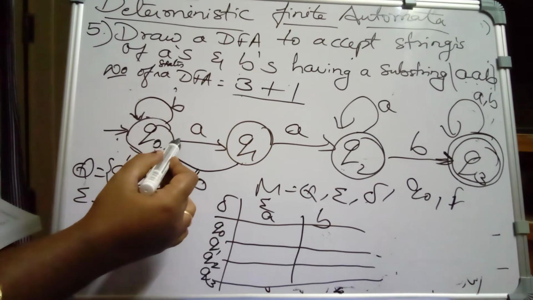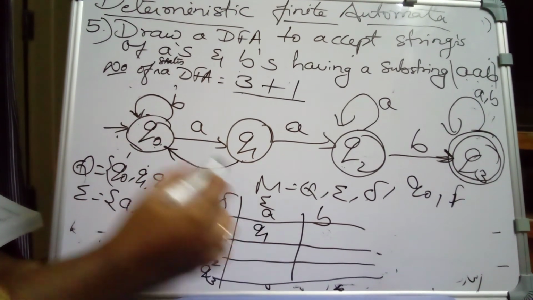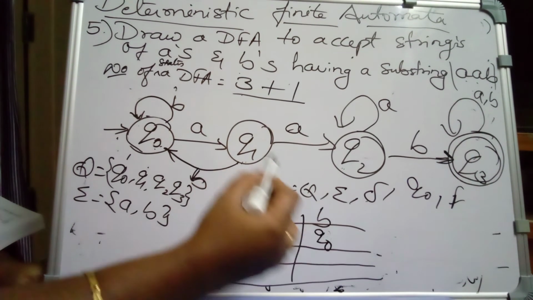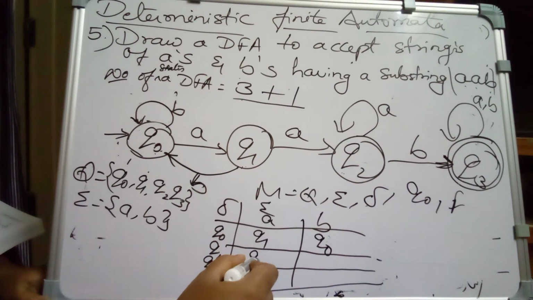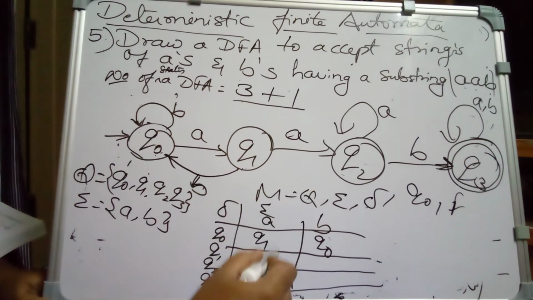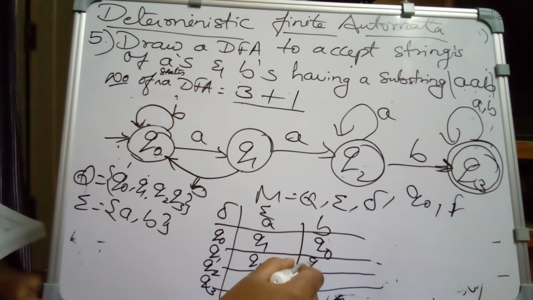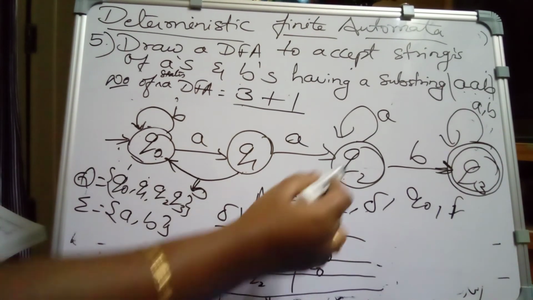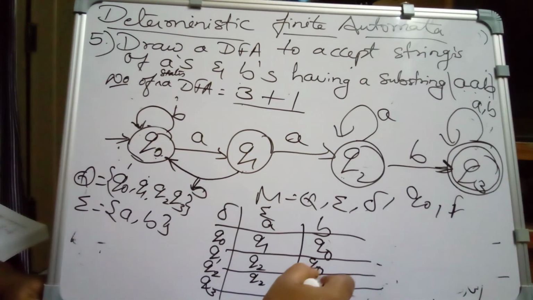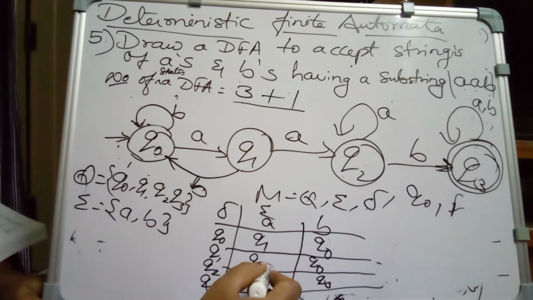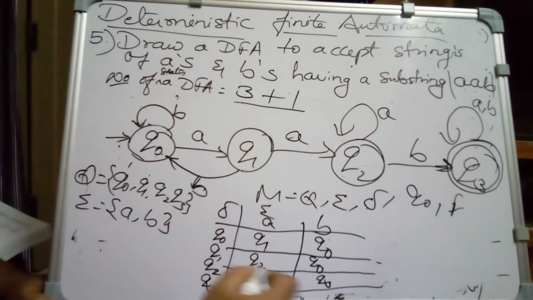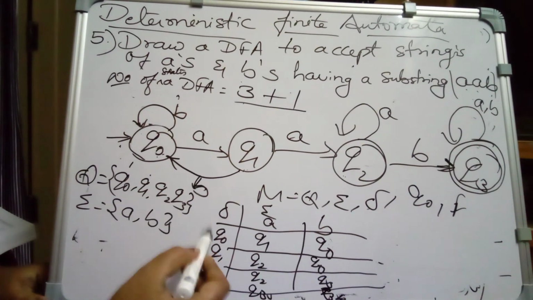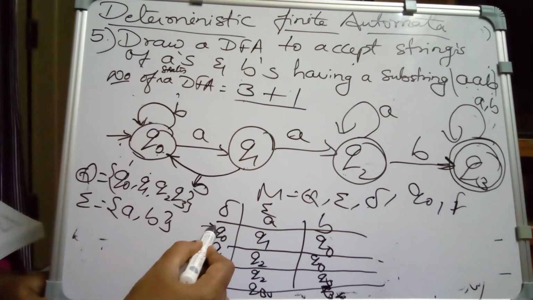So Q naught on A, it is going to Q1. Q naught on B, it is going to Q naught. Q1 on A, it is going to Q2. Q1 on B to Q naught. Q2 on A to Q2. Q2 on B to Q3. And Q3 on A to Q3 itself. So Q3 and Q3. Now mark the starting state and the final state.